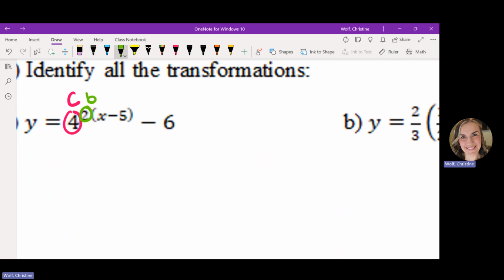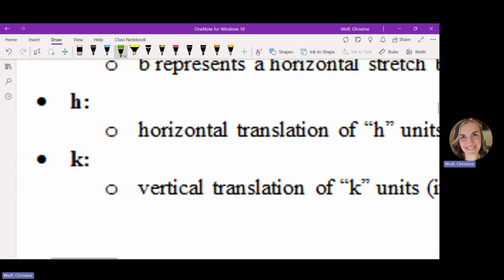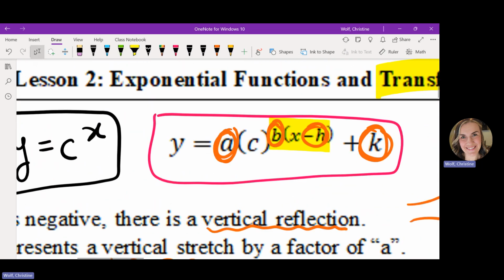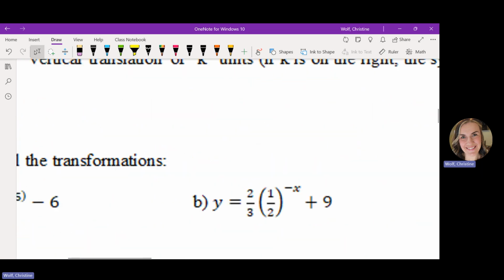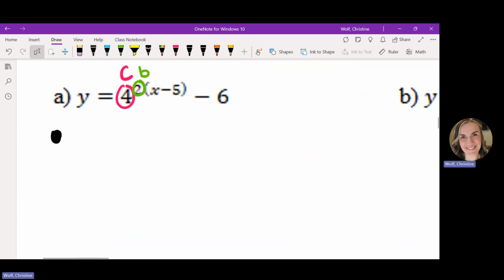B, right? Just look at the equation I gave you up high. Whatever letter is in front of that bracket, that's your B value. So I have a B value of... sorry, not 5, pardon me, 2. I'm going to write that down: B equals 2. And then we're going to state what that actually means.